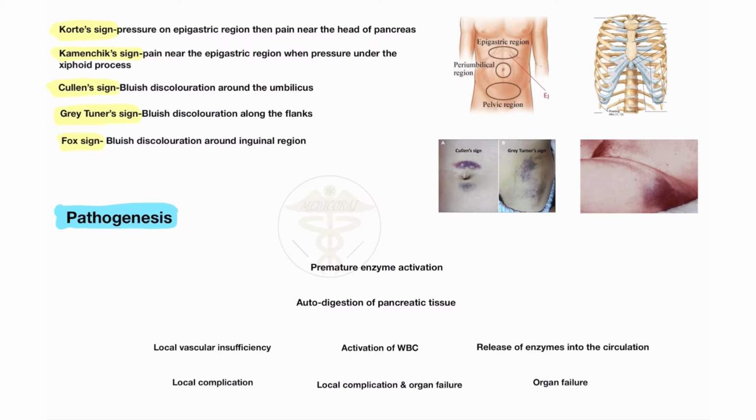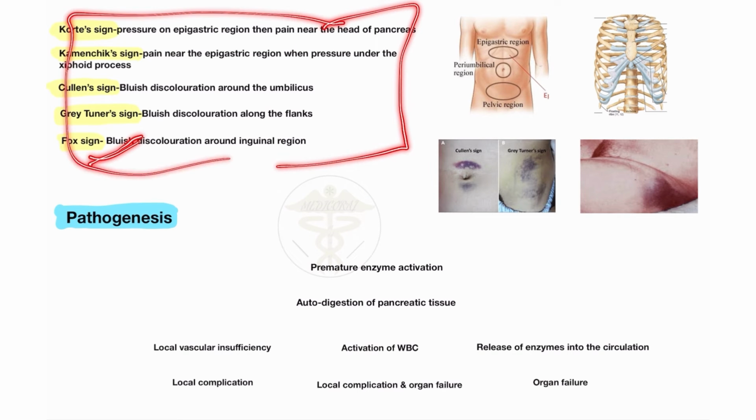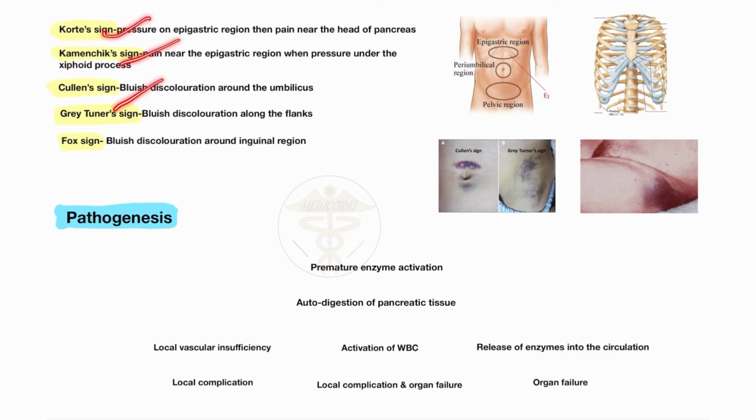Last is the Fox sign. Fox sign is bluish discoloration around the inguinal region. Here you will see the patient's inguinal region, where in any area you will see a bluish red type of discoloration. This is called the Fox sign. All these signs you will mostly see in patients with acute pancreatitis.